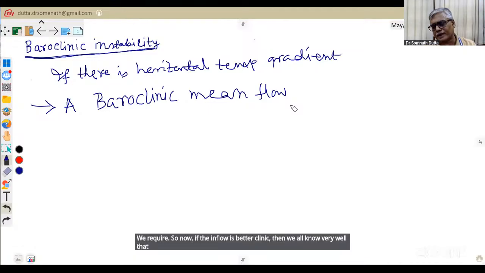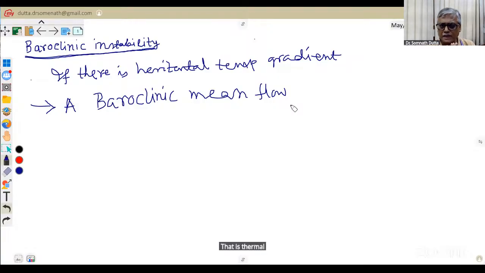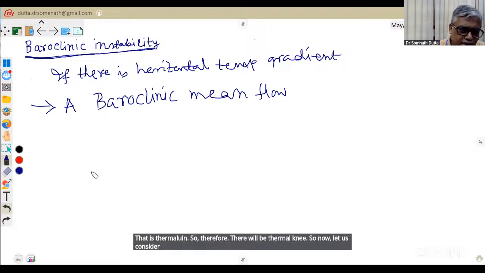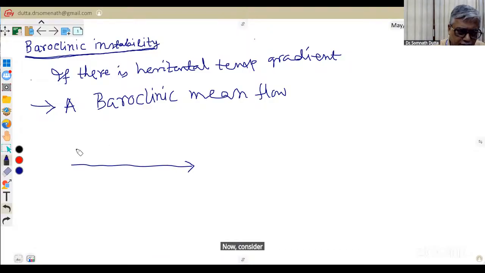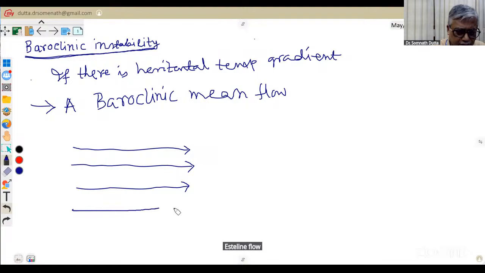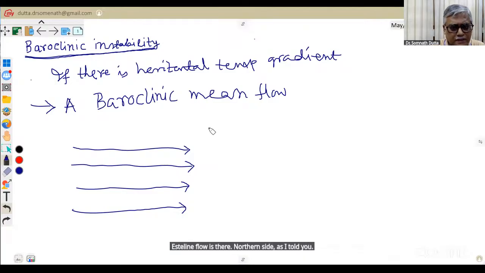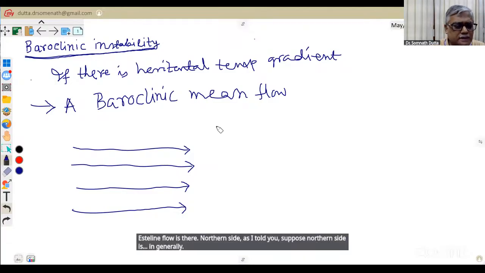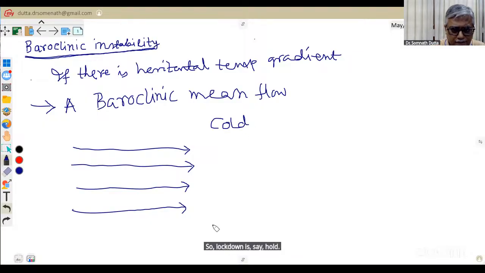So if the mean flow is baroclinic, then when there is a temperature gradient, that topic has already been covered: that is thermal wind. So there will be thermal wind. Now let us consider a westerly mean flow, meaning the zonal flow is only westerly. And suppose the northern side is generally colder than the southern side. So the north is cold and the south is warm.